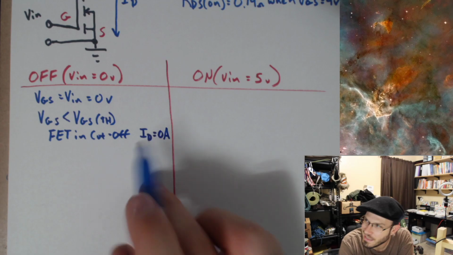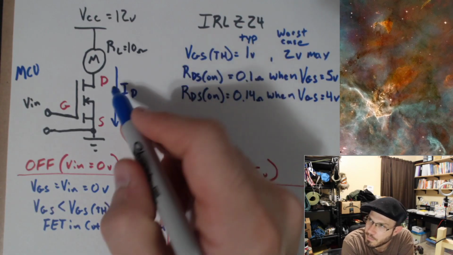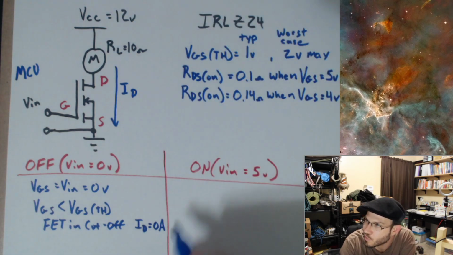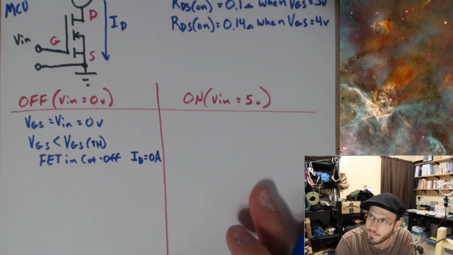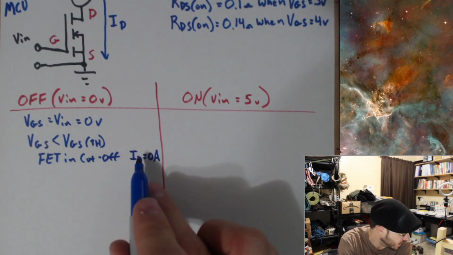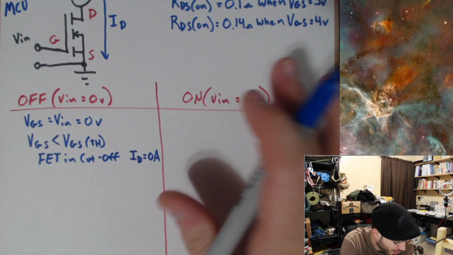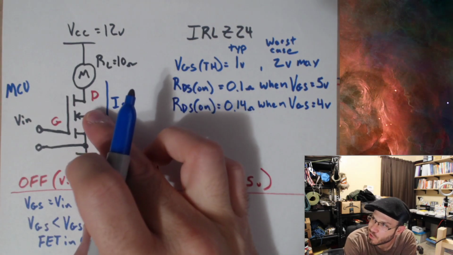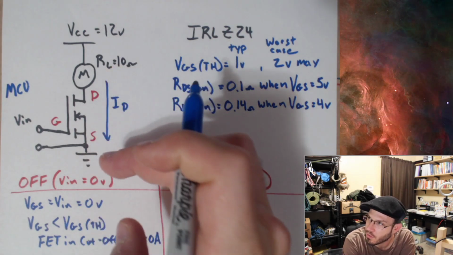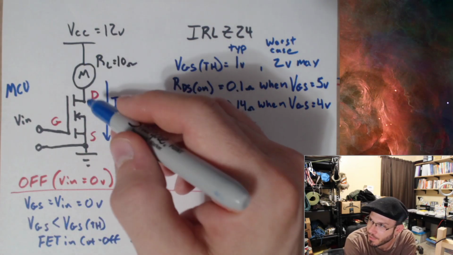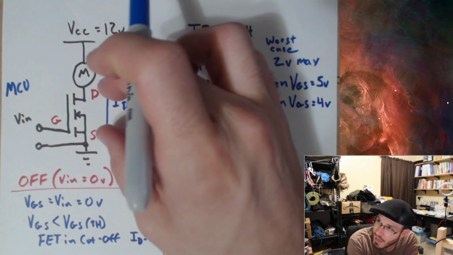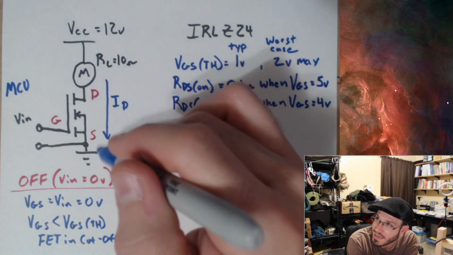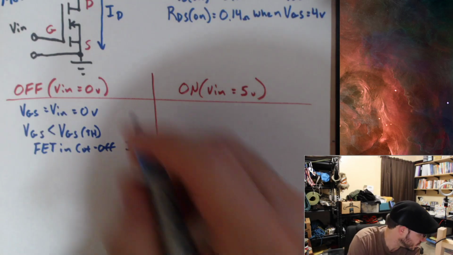Since our FET is in cutoff, we would expect this is behaving like an open switch, therefore ID is equal to 0 amps as I've said here. Okay, so what is the voltage between the drain and the source? Well, if this is an open switch and we have 0 current flowing through this, I get 0 volt drop across my motor, but I still have the potential to do work, so I measured 12 volts between the drain and the source.